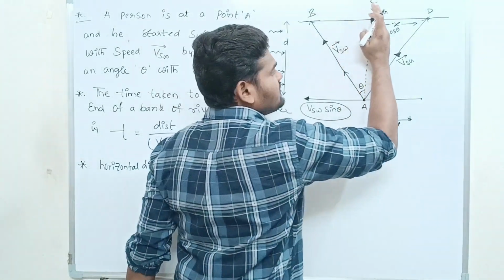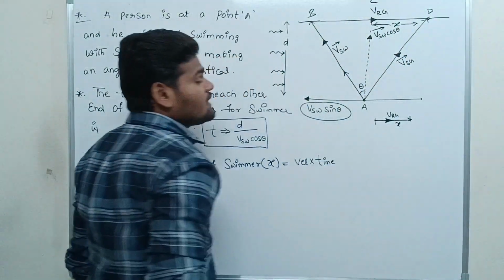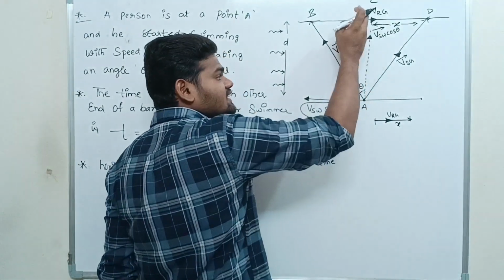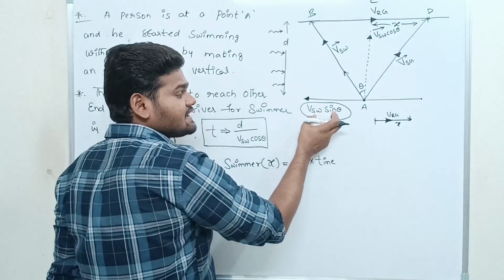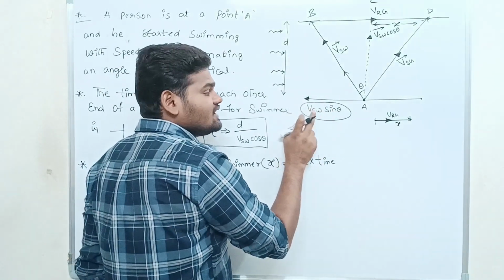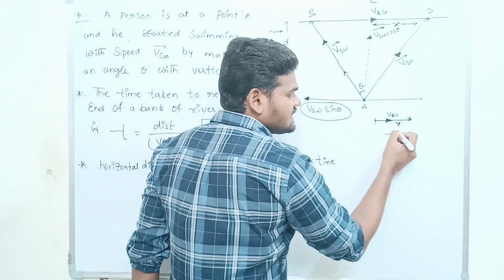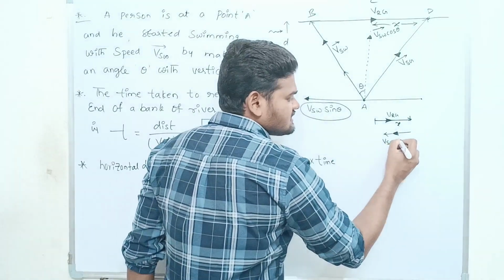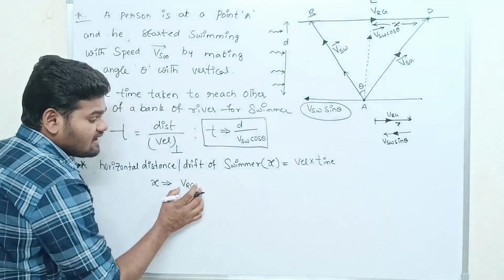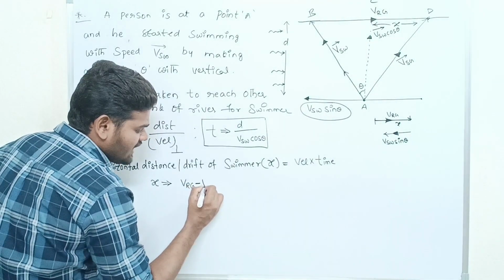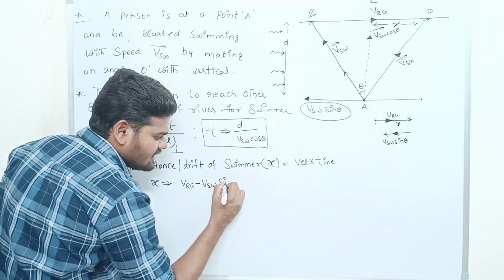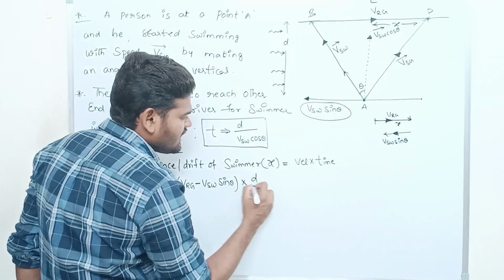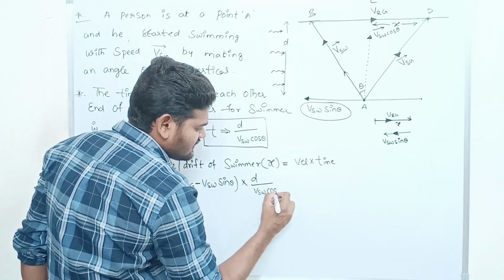Have a look. Velocity of river with respect to ground is acting in this direction. But when he started swimming in this direction by making an angle theta with the vertical, there is one more component of velocity. So what is that? VSW sin theta. So now VSW sin theta is acting on the swimmer in this direction. So now the overall velocity is VRG minus VSW sin theta, into time. So time, what we got? d by VSW cos theta.